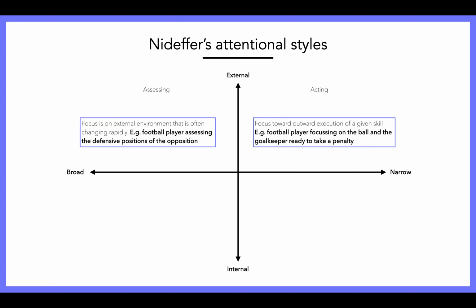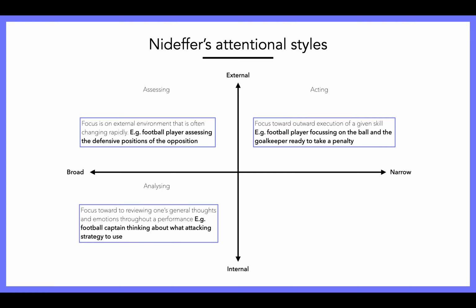Okay, so let's go to the bottom left, and we've got analysing. This is broad internal. So now we're going to be looking within ourselves. We're not going to be looking for the stimuli the environment provides. We're going to look within ourselves, but it's broad. We're going to be looking at multiple things. So an explanation of this is you're reviewing one's general thoughts and emotions throughout a performance. General being there's going to be quite a few of them, not specific. So my example there is a football captain thinking about what attacking strategy to use.